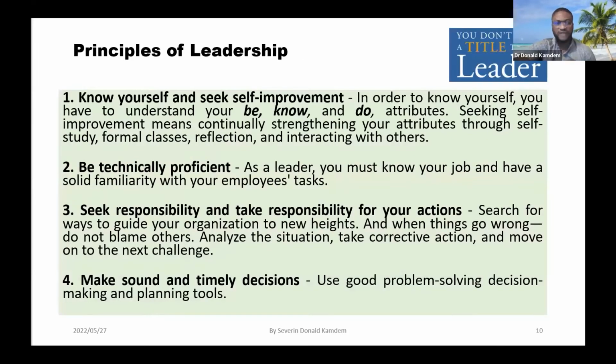So we have several principles of leadership, and one of them is: know yourself and seek self-improvement. Remember, this is a never-ending process, over and over. You have to understand your be, know, and do, that we will see in the next slide. You have to be technically proficient as a leader to be able to train your followers, so they will follow you. They will come to you because they know they can learn something.